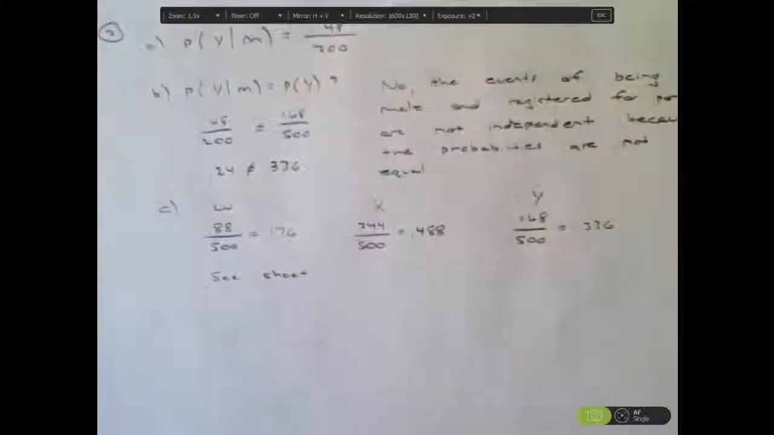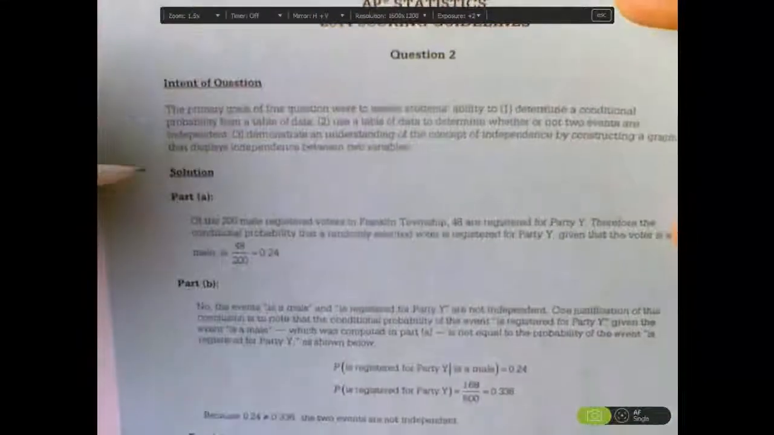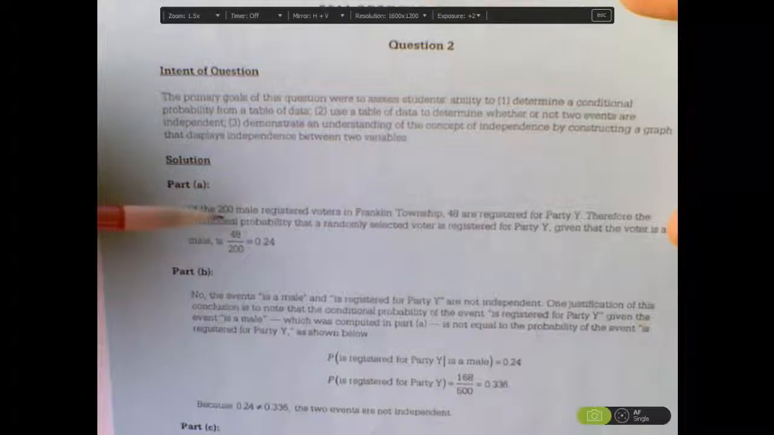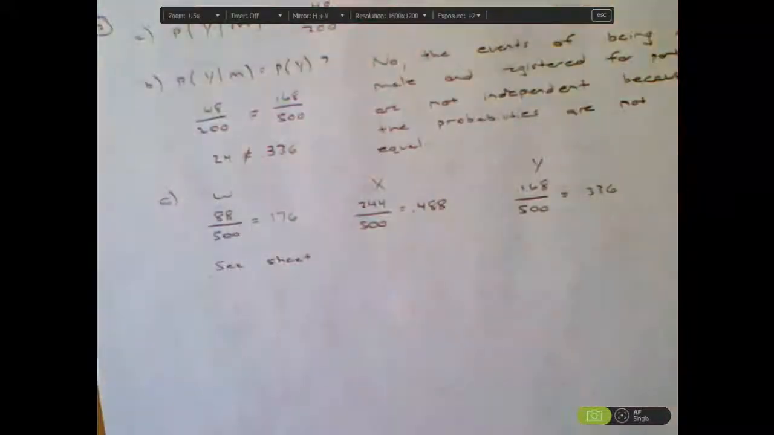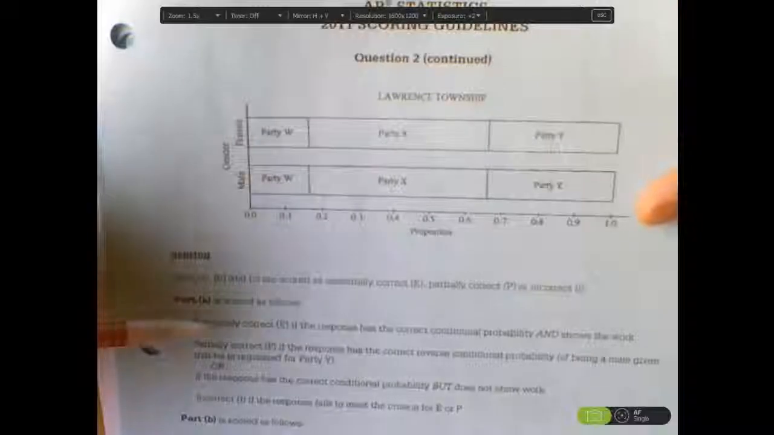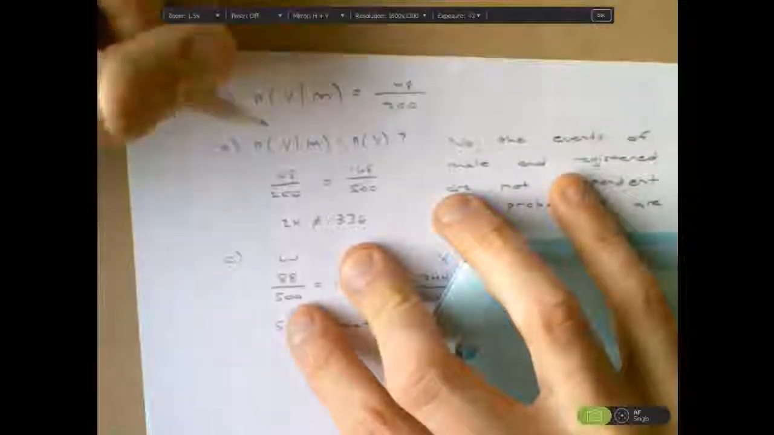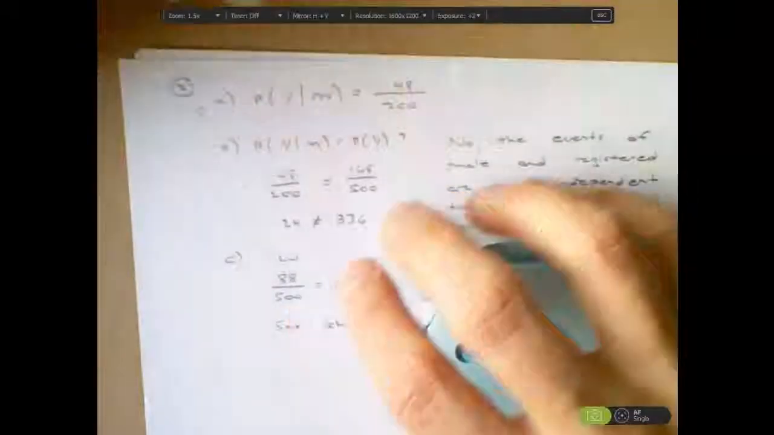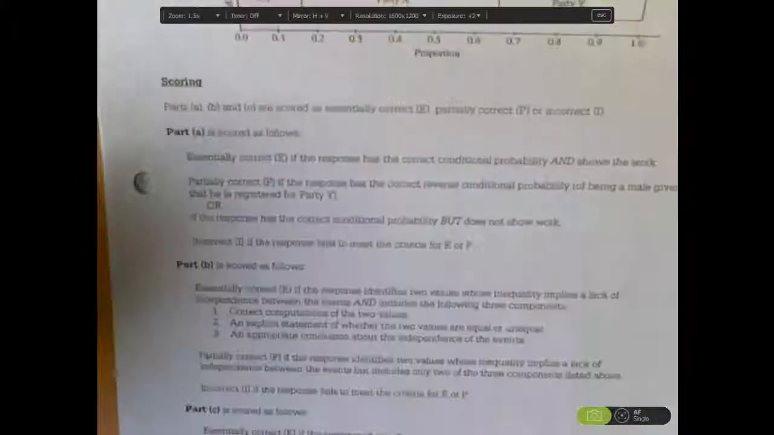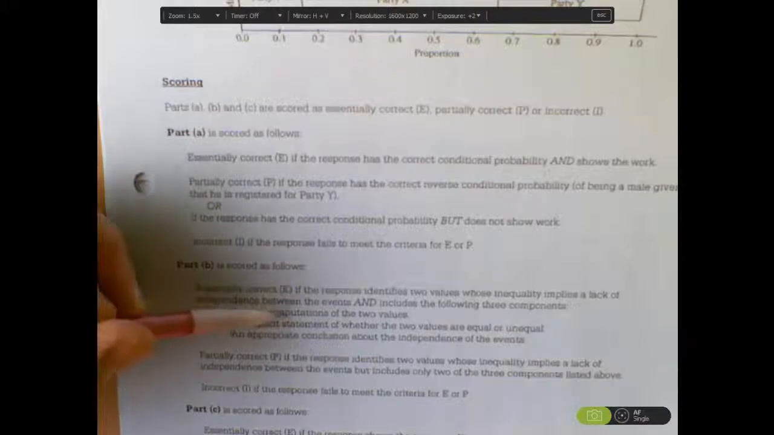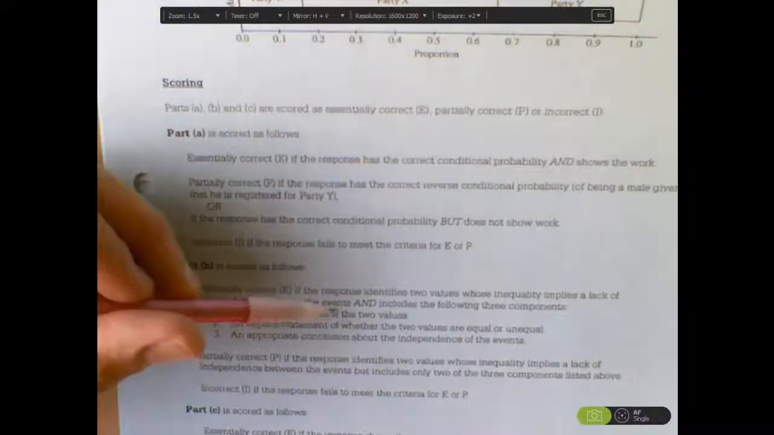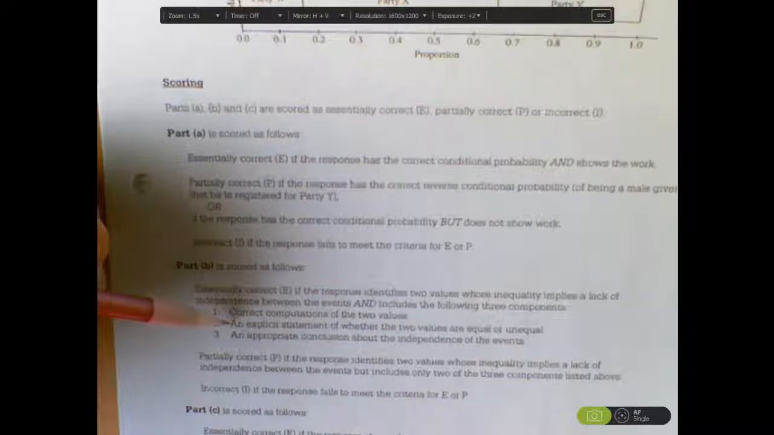So actually, let me look back at the scoring rubric before I go any further for question 2. Okay, so Part A of the 200 registered voters. Okay, there's your probability for Part A scoring. Part A, it's essentially correct if you have the correct conditional probability and shows the work. I have the correct conditional probability and I showed some work here. So that's correct. Part B is essentially correct if you have correct computations of the 2 values, both sides of the equation, an explicit statement on whether they are equal or unequal, and an appropriate conclusion about the independence.